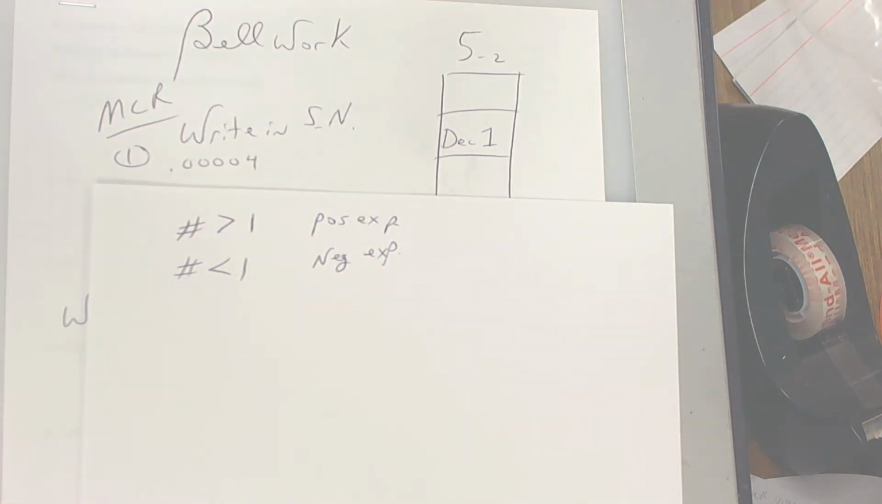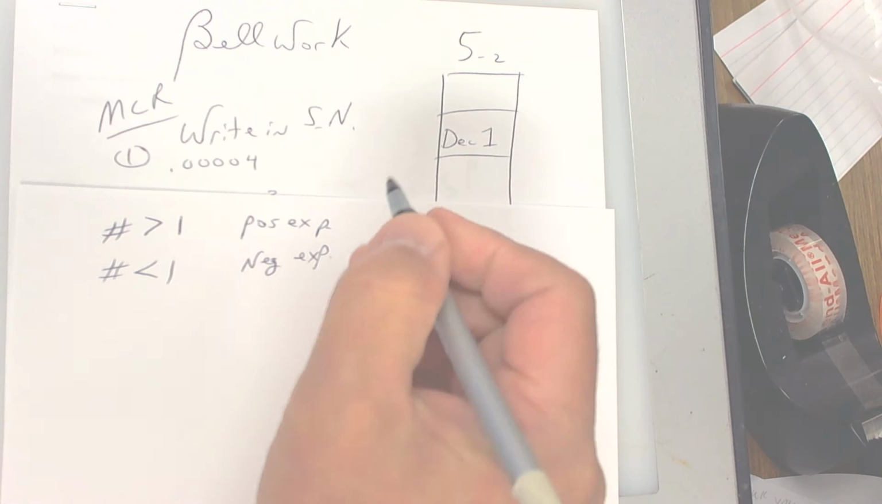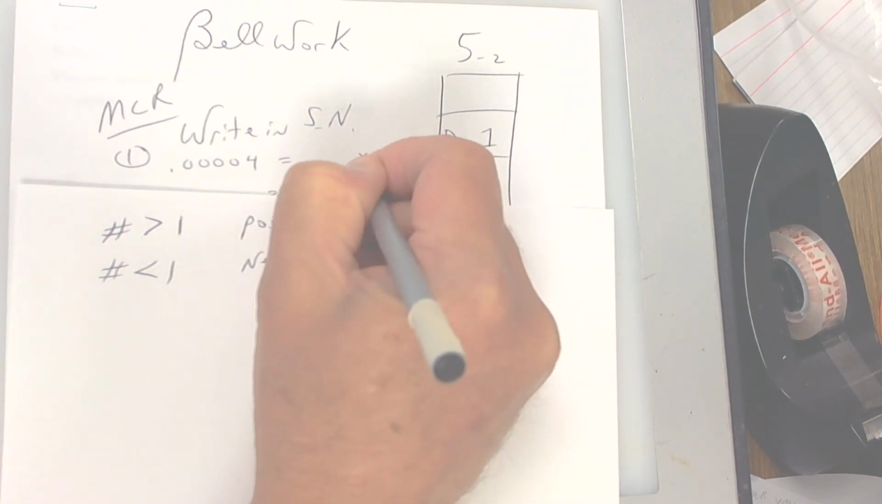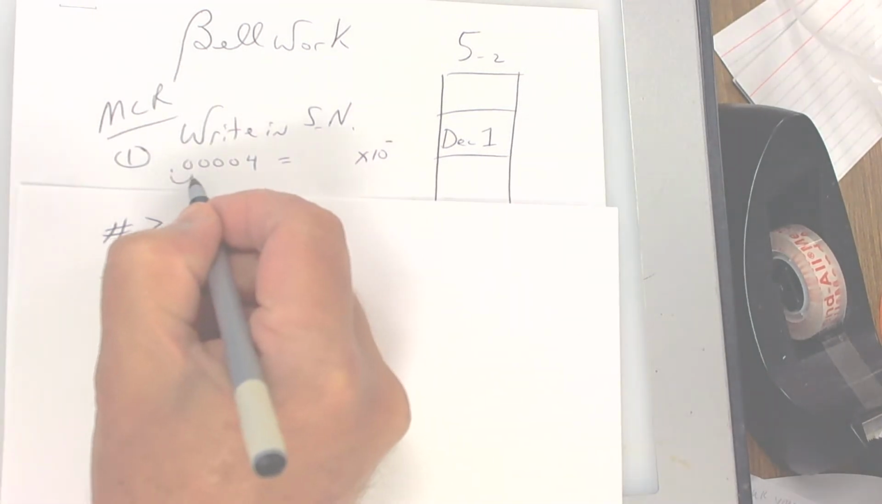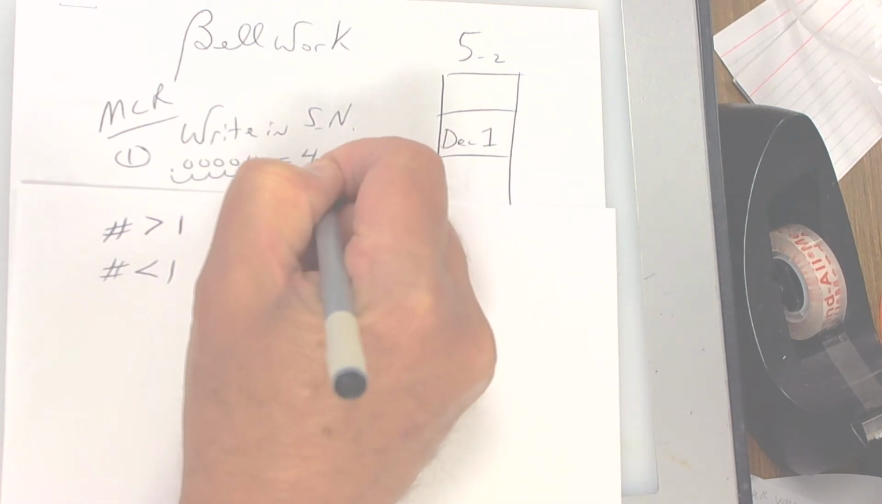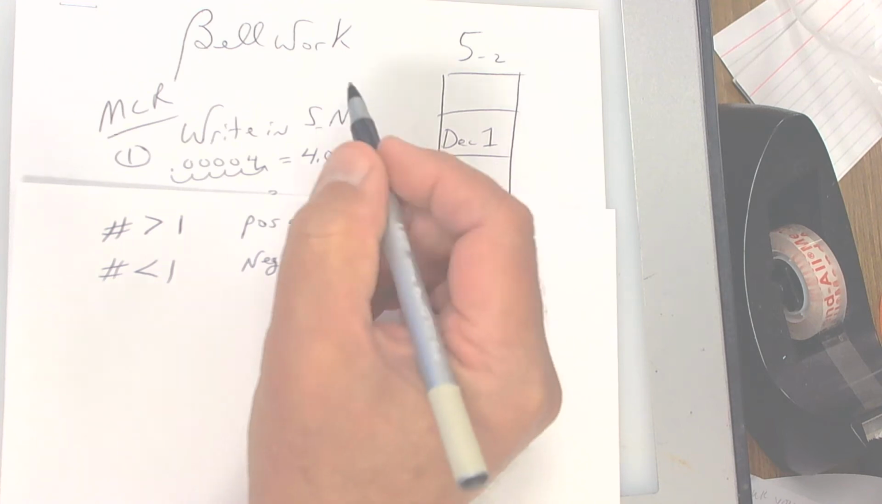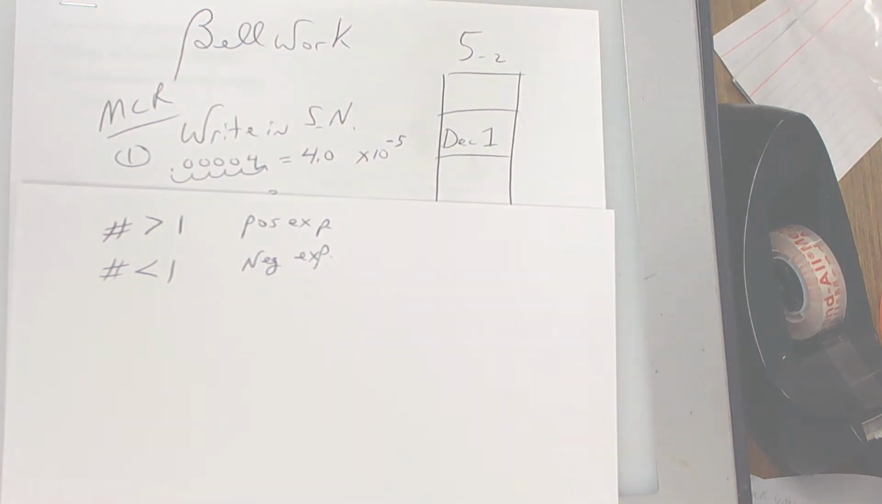So let's take a look here. Well, this number here is obviously less than 1, so it's going to be times 10 to a negative power. That's the first thing you do. Now you want one number in front of the decimal, so you've got to move this thing 5 places, so it's going to be 4.0 times 10 to the negative 5, and that's your answer.